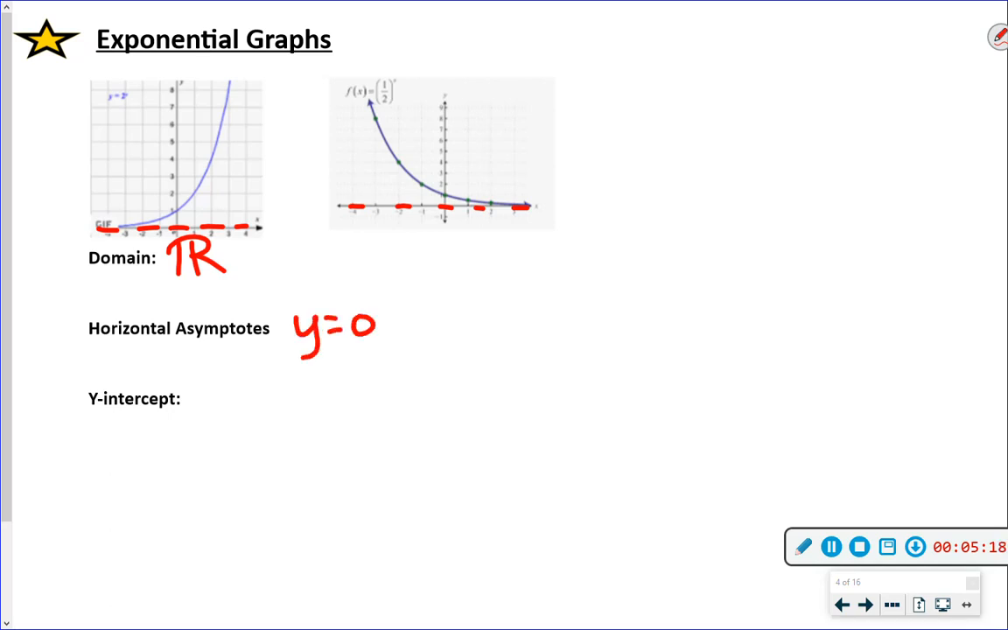Now, is it always y equals 0? No. On the parent functions, it is, obviously. But they could have some shifting, which we'll see today. Some vertical shifts up and down, left and right, that sort of thing.